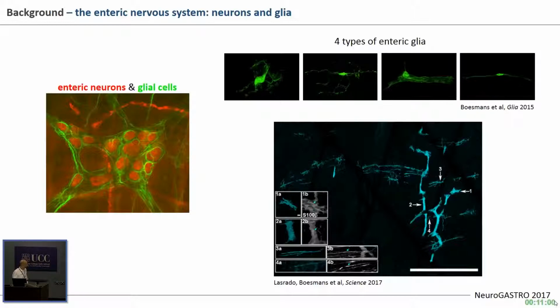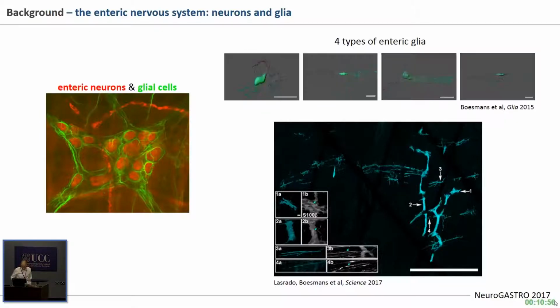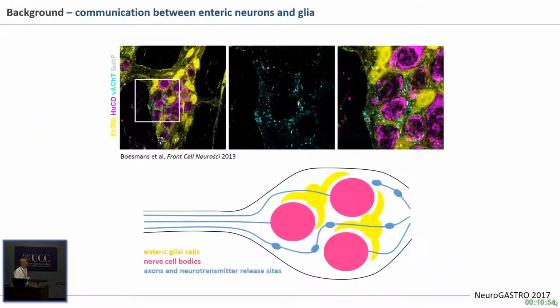Today in my talk, I'm going to talk mainly about this type 1 enteric glial cell, because it is located in the myenteric and submucosal ganglia, and the cell bodies of these type 1 enteric glial cells, labeled for S100 and shown in yellow, are really squeezed in between the cell bodies of the enteric neurons. And if we label neurotransmitter release sites, the varicosities of neurons, we see that these nicely decorate the cell bodies of the enteric glial cells within those ganglia.